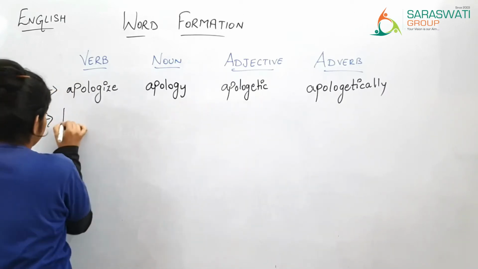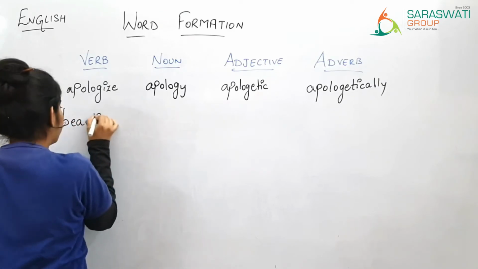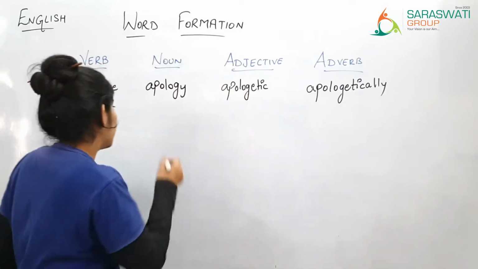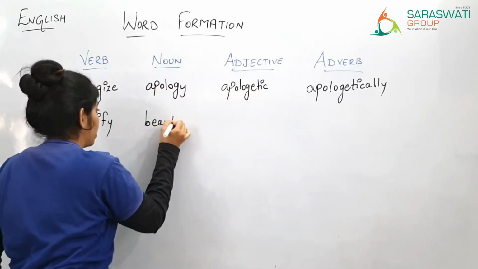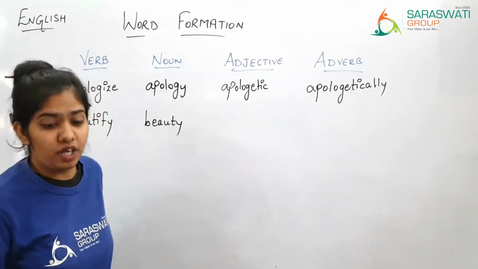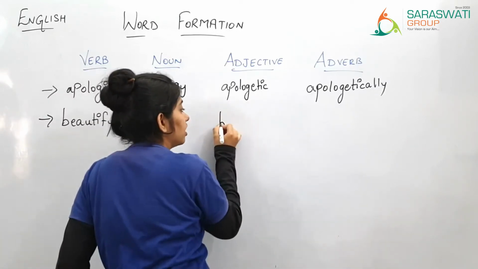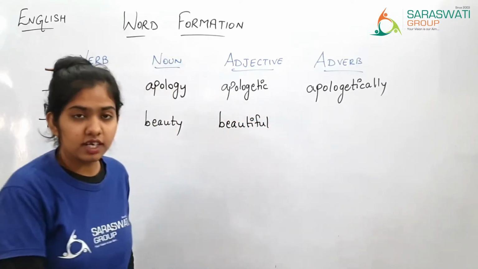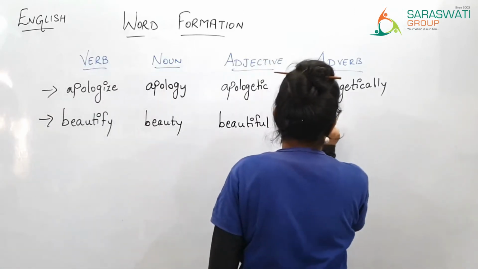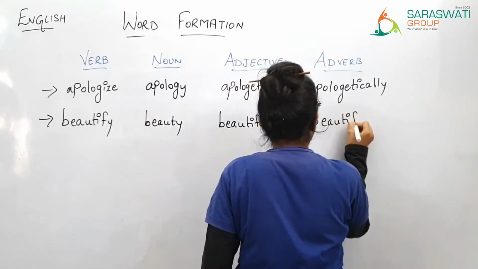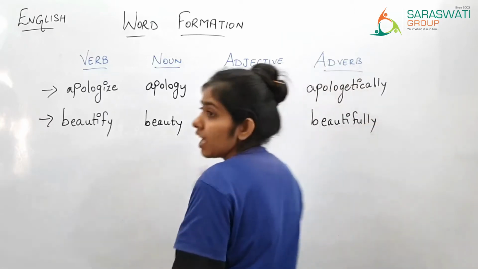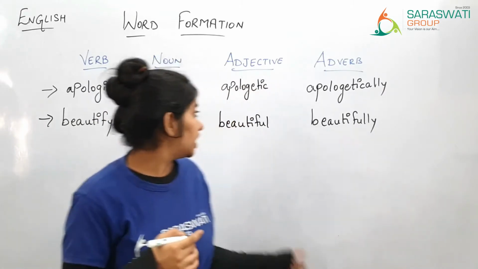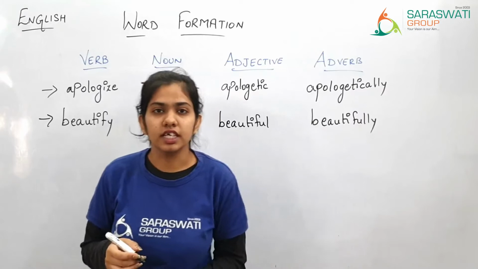Now another one, beautify. Beautify is our verb, right? Beauty. Beauty is our noun. Beautiful is our adjective. Right? And beautifully. Beautifully. And it becomes our adverb. Right? Beautify, beauty, beautiful, and beautifully.